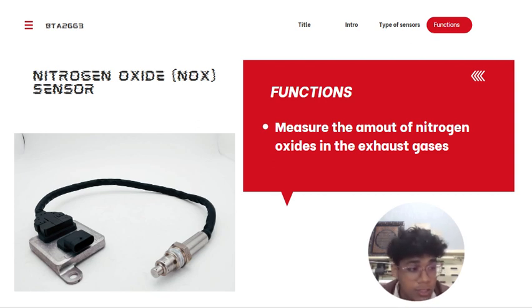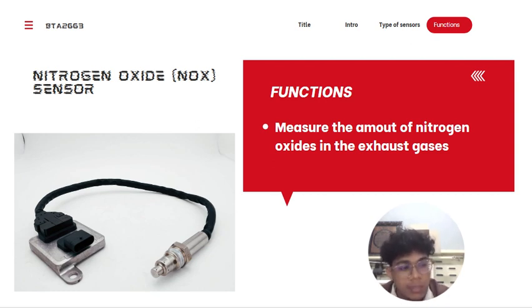These are nitrogen oxide sensors, and they measure the amount of nitrogen oxides in the exhaust gas. They are usually only present on diesel vehicles and were briefly present on some turbocharged gasoline engines in the past. Their main role is to verify the correct operation of the SCR, or selective catalytic reduction, systems.